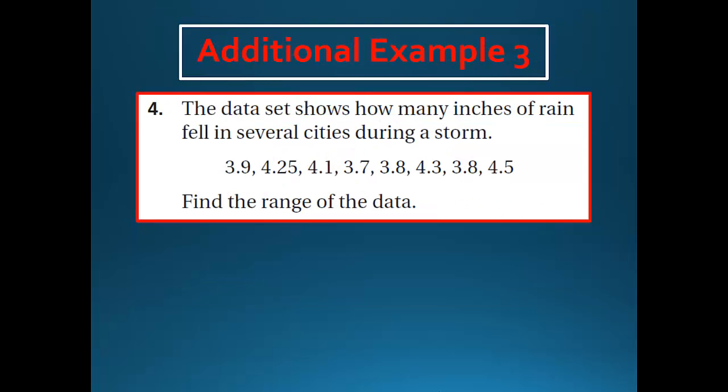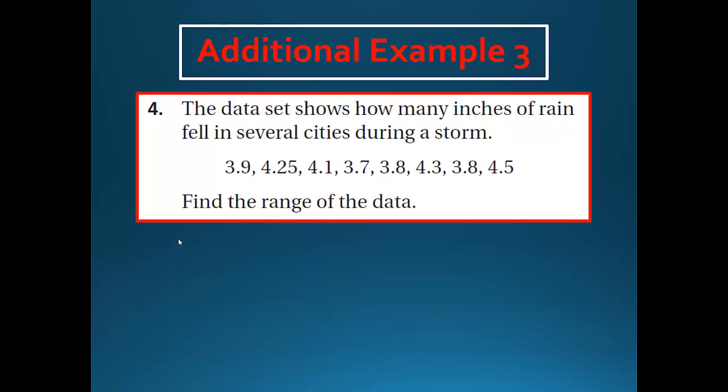Now we have an additional example. You can either pause the video and try it on your own, or you may follow along. The data set shows how many inches of rain fell in several cities during a storm. Find the range of the data. So the first thing we'll do is put the data in order from least to greatest.